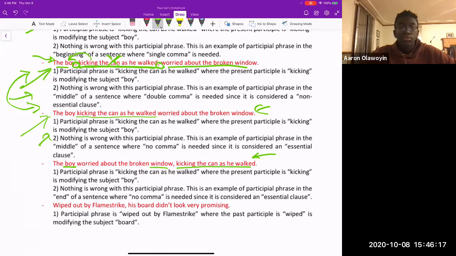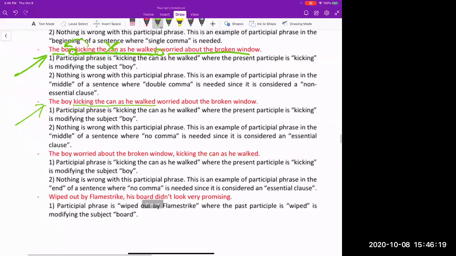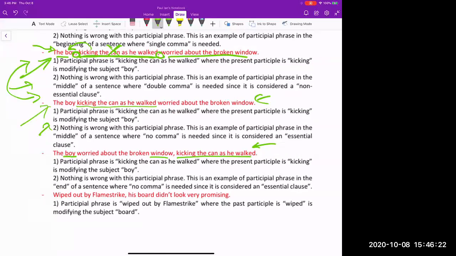Obviously, in real life we usually fill in the gaps, and we already know it's not the window kicking the can, right? It's obviously the boy. But in this case, it may be grammatically correct, but that's where you have to worry about dangling versus misplaced modifiers.